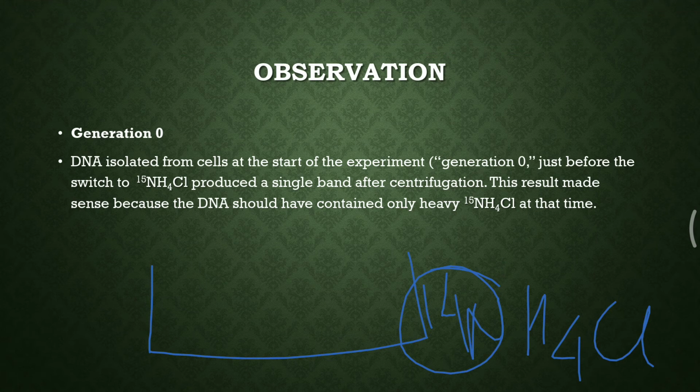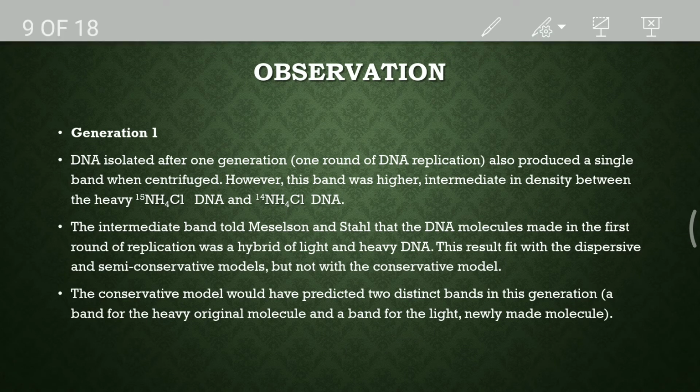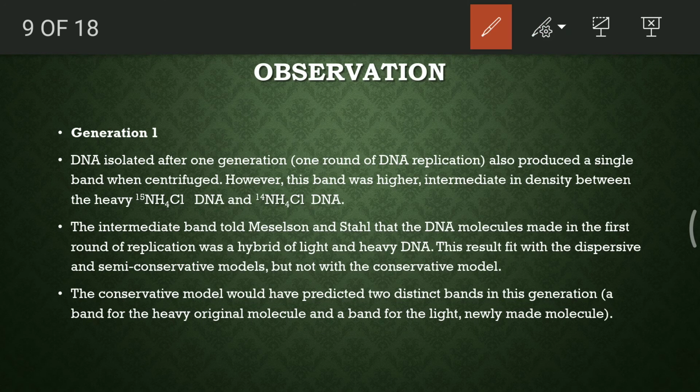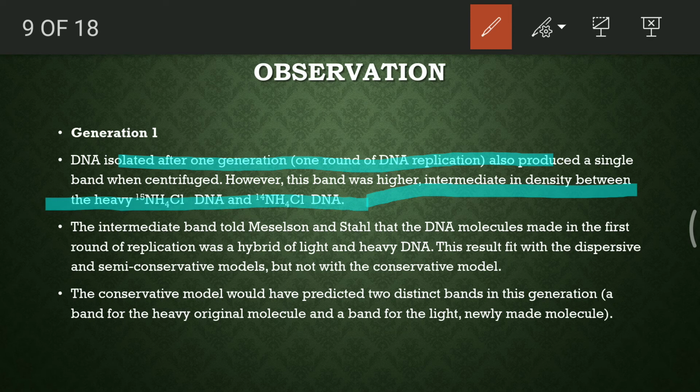In the next 20 minutes, we see that DNA isolated after the first generation, or first round of replication, produces a band that was intermediate in density between the heavy isotope DNA, N15 NH4Cl, and the light isotope DNA. So in between something is formed, and this intermediate band made Meselson and Stahl understand that DNA molecules made in the first round of replication were a hybrid of light and heavy DNA. This result fits the dispersive and semi-conservative models of DNA.